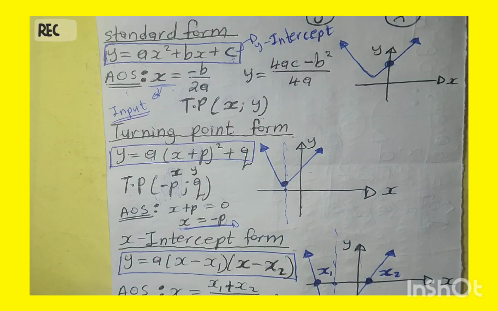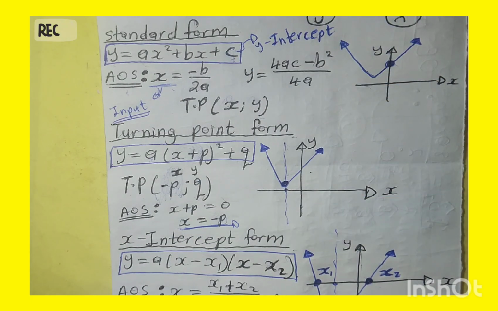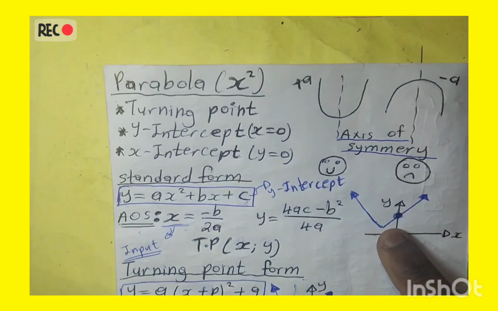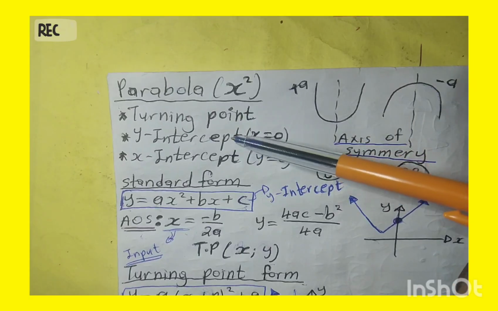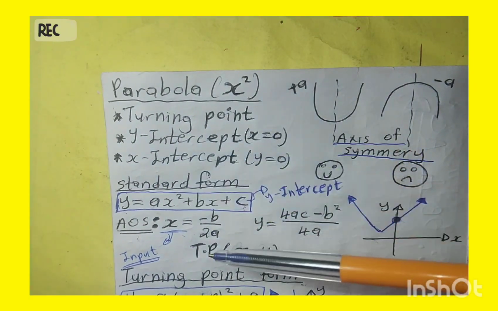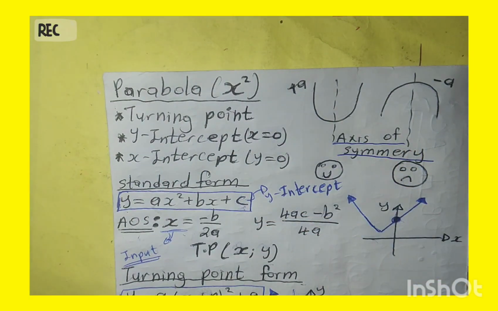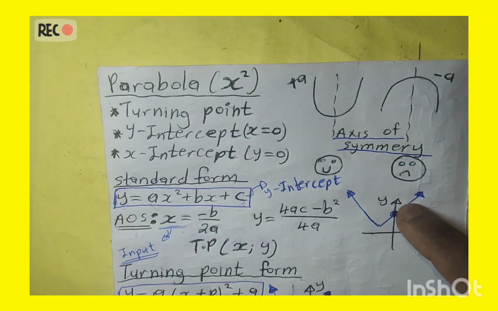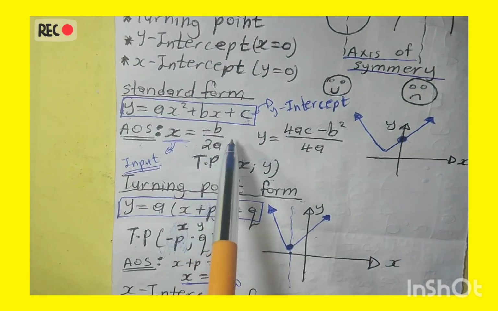You should know 3 equations, 1, 2, 3, and know when to use those equations. Do you understand? And at the same time, you should be able to draw a graph by finding the turning point, y-intercept, and x-intercepts. So please, guys, take a note about this thing.